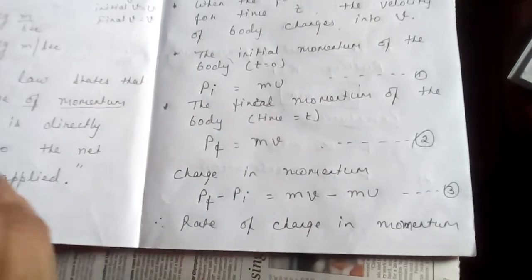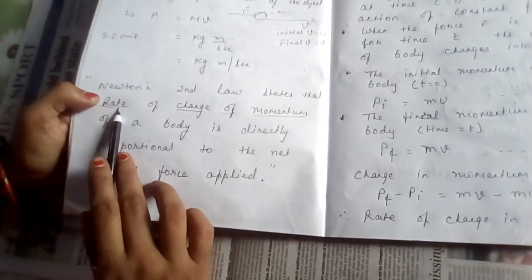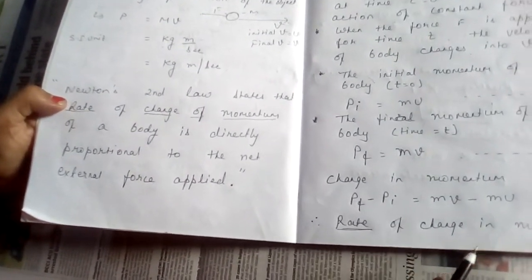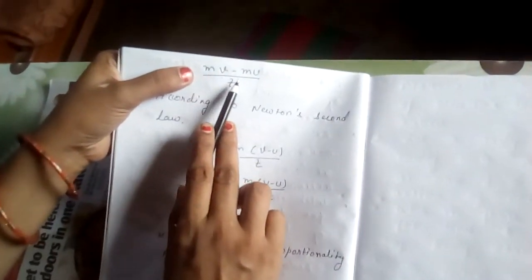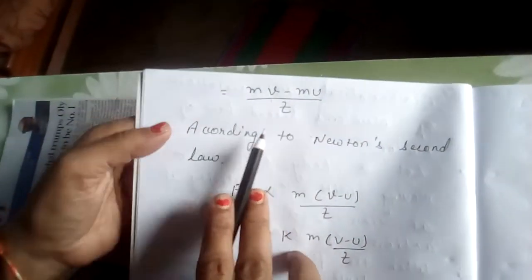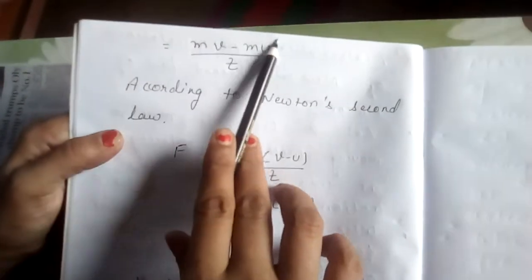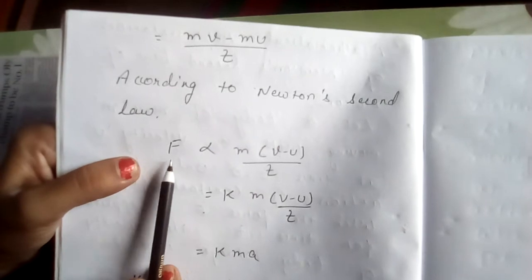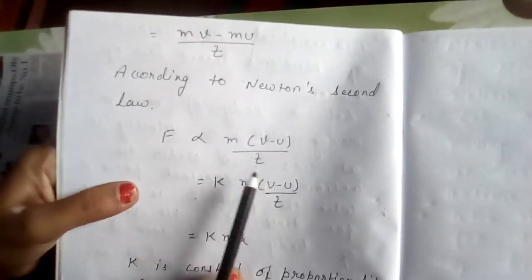Now you come one step further, rate of change in momentum. In physics, whenever the rate is coming, that means that physical quantity is divided by time. So, rate of change in momentum is (mv minus mu) by t. Now, according to Newton's second law, rate of change in momentum of the body is directly proportional to force. So, force is directly proportional to m(v minus u) by t.